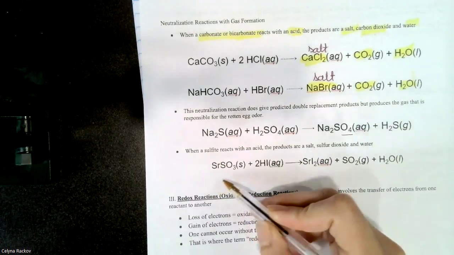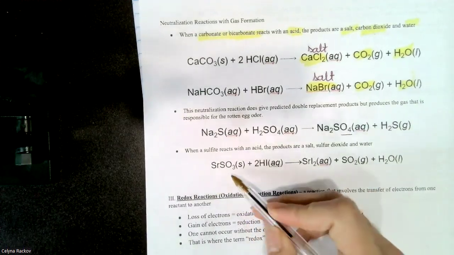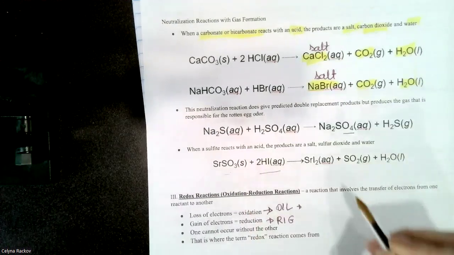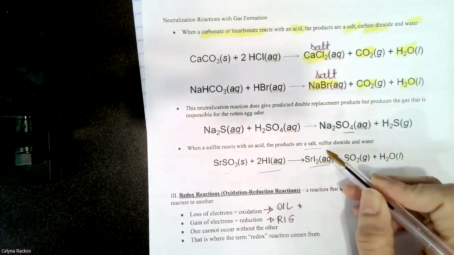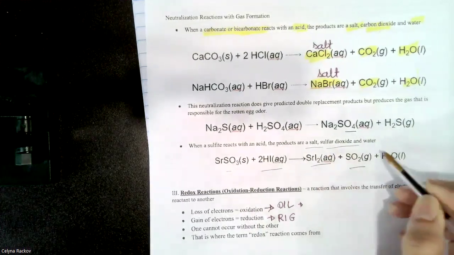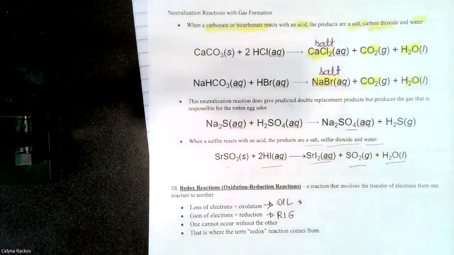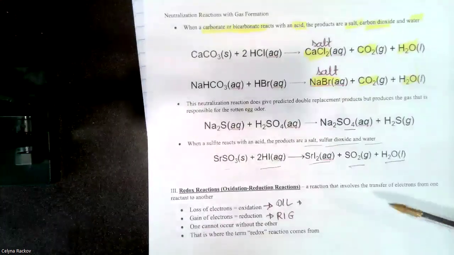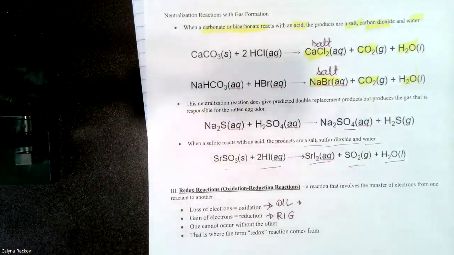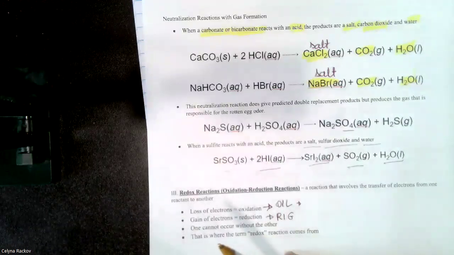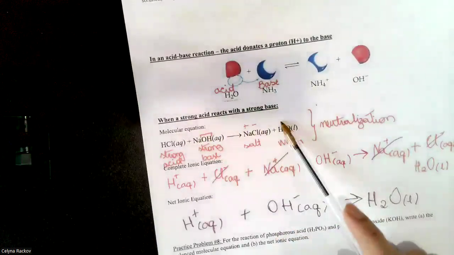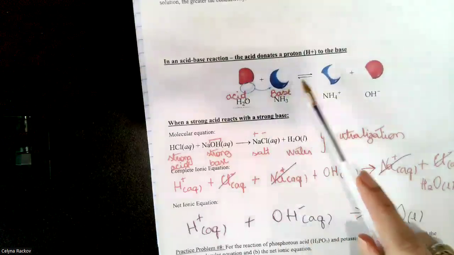So strontium sulfide reacts with an acid, will make a salt, sulfur dioxide, and water, right? This is also a different kind of neutralization reaction. At the ending of chapter 4, part 1, we saw this reaction here.